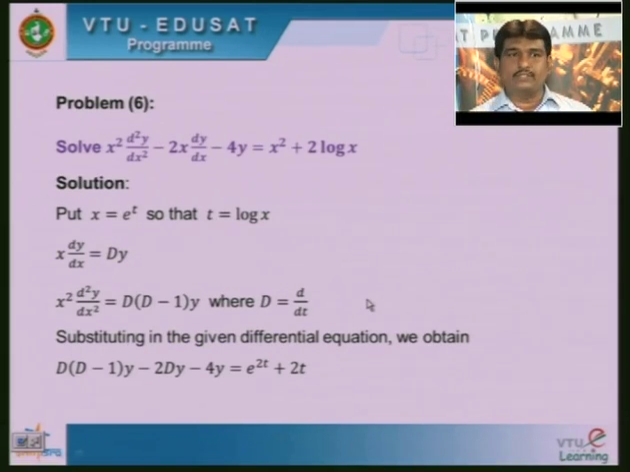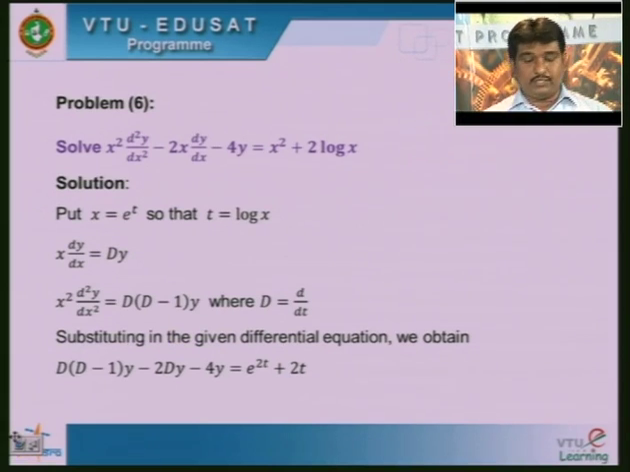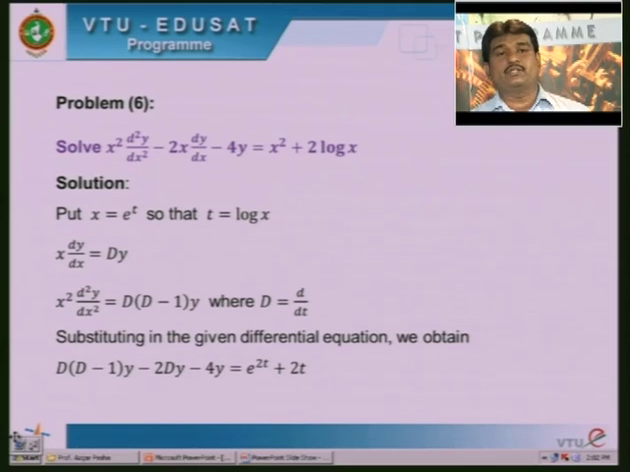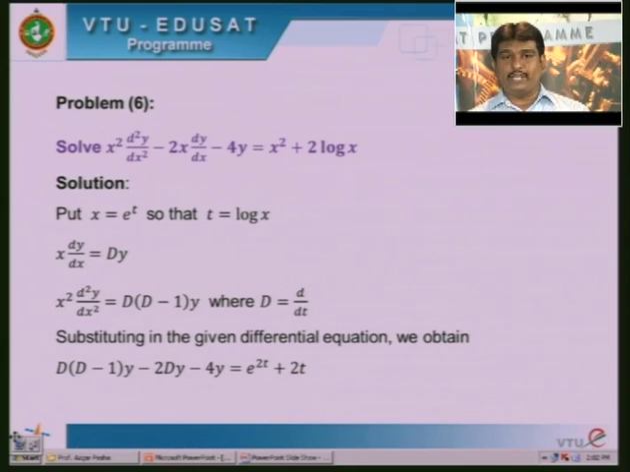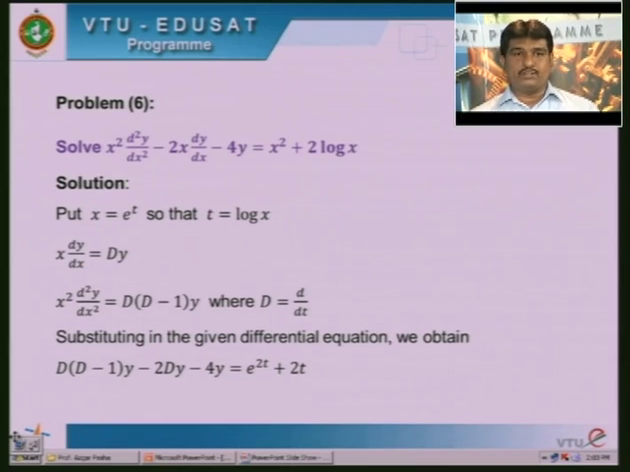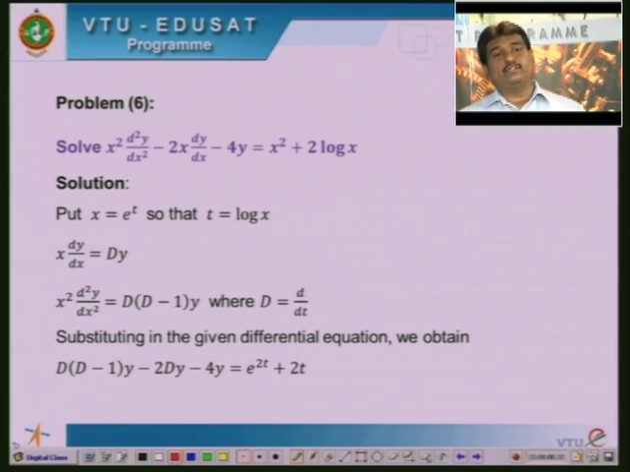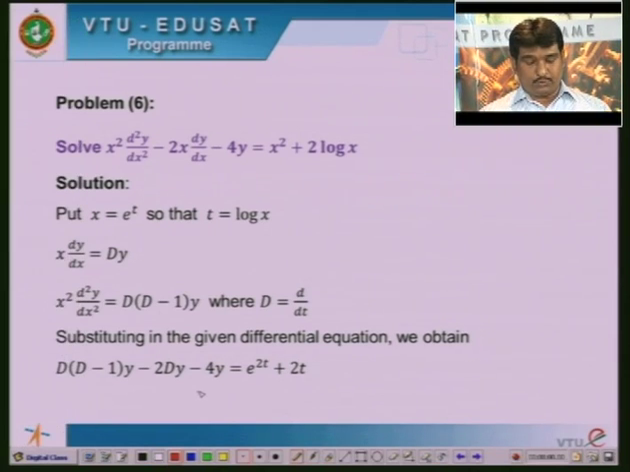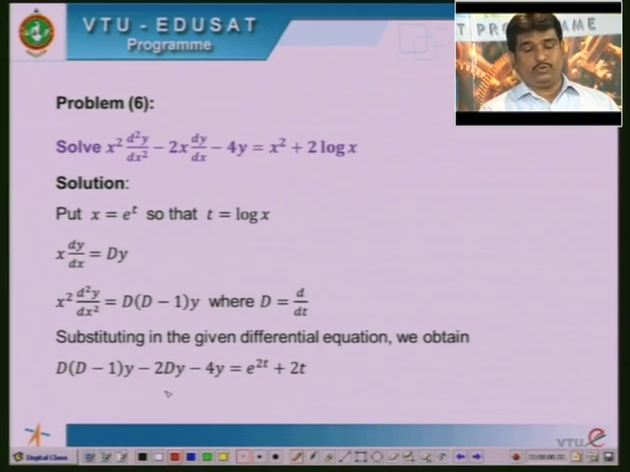Now problem number 6. Solve x square into d square y by dx square minus 2x into dy by dx minus 4y equals to x square plus 2 log x. Okay, RHS contains terms independent of y, and LHS is, of course, a Cauchy's differential equation. It can be reduced to a differential equation with constant coefficients using the substitution x equals to e to the power of t.